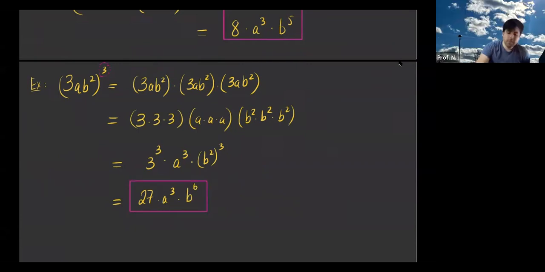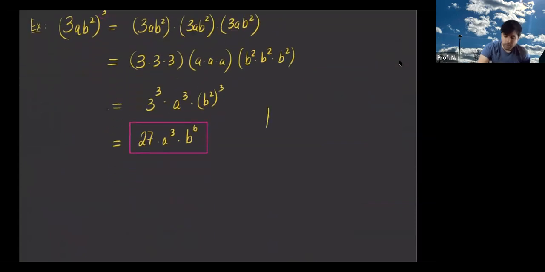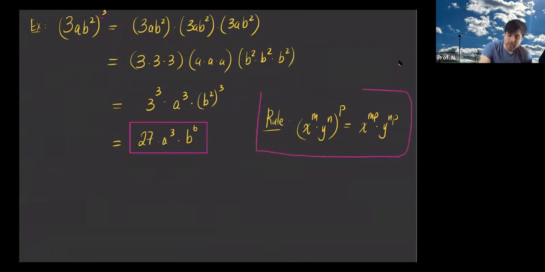And based upon this result, I can get another rule. What's the rule? The rule is that if I have x to the m times y to the n, and I raise it to another power called p, I can rewrite this as x to the mp multiplied by y to the np. This is just an extension of the rule of a power raised to a power.